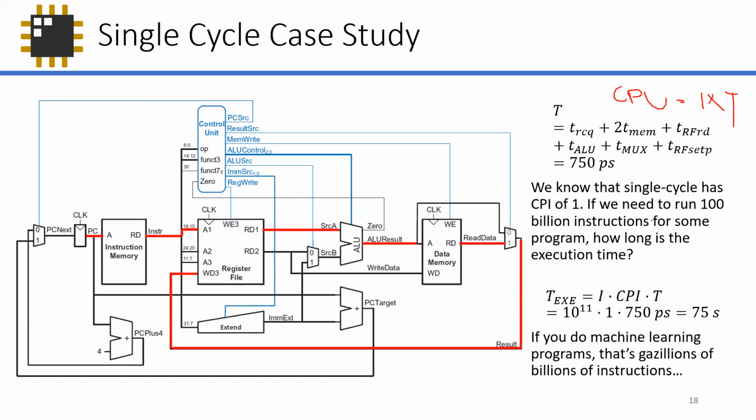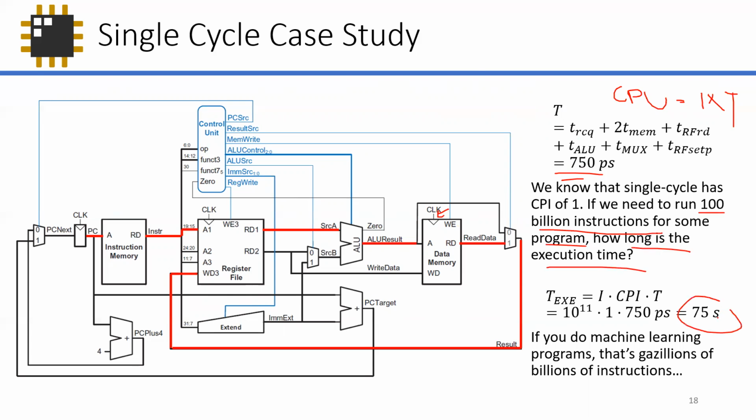And let's say we're gonna run, and the minimum clock cycle is the worst case. Regardless if you do store word, register, even though you only need less time, the worst case needs to be satisfied because you're using only a single clock, right? So this 750 picoseconds is the minimum clock period that you're gonna need. And if you're going to run 100 billion instructions for some program, how long is the execution time?